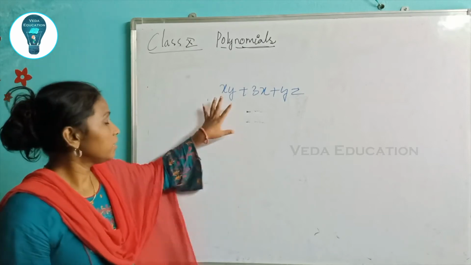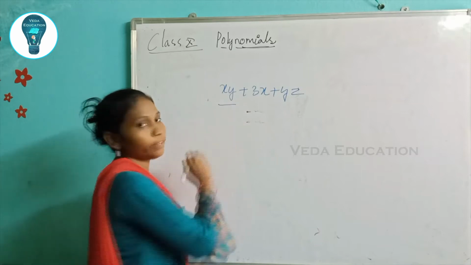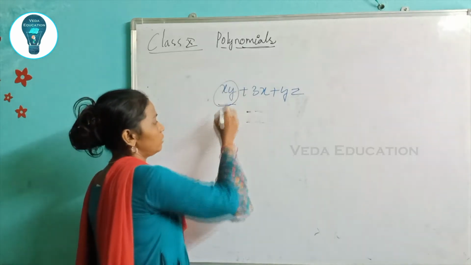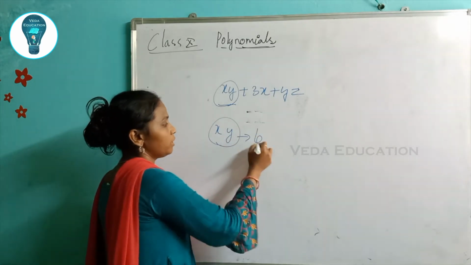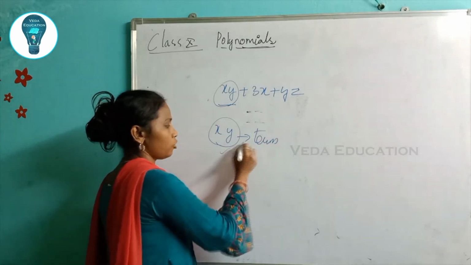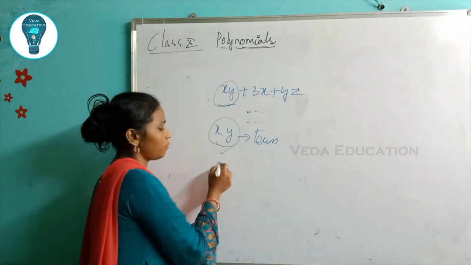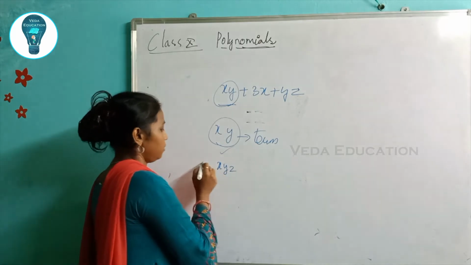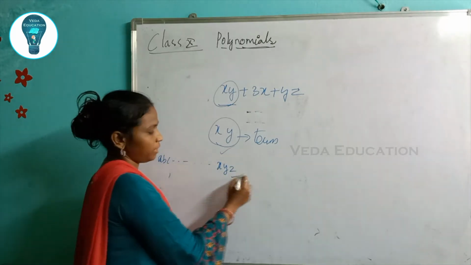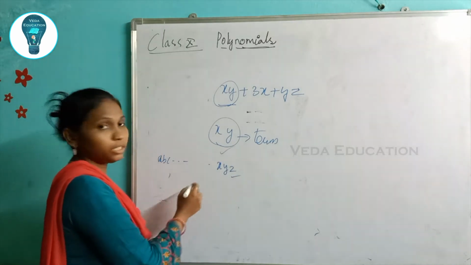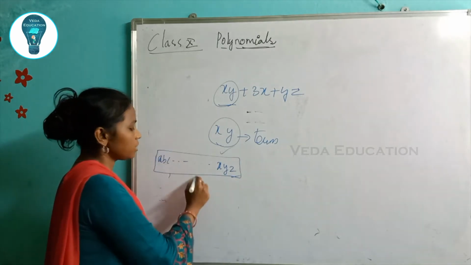Now look at here, xy plus 3x plus yz. Look at here, two variables x and y are multiplied, and this product we consider as a term. So in a term we can have many variables with multiplication, a product of many variables. For example, x, y, z, or a, b, c up to x, y, z. If all these alphabets are connected with multiplication, we consider a, b, c to x, y, z as a single term.